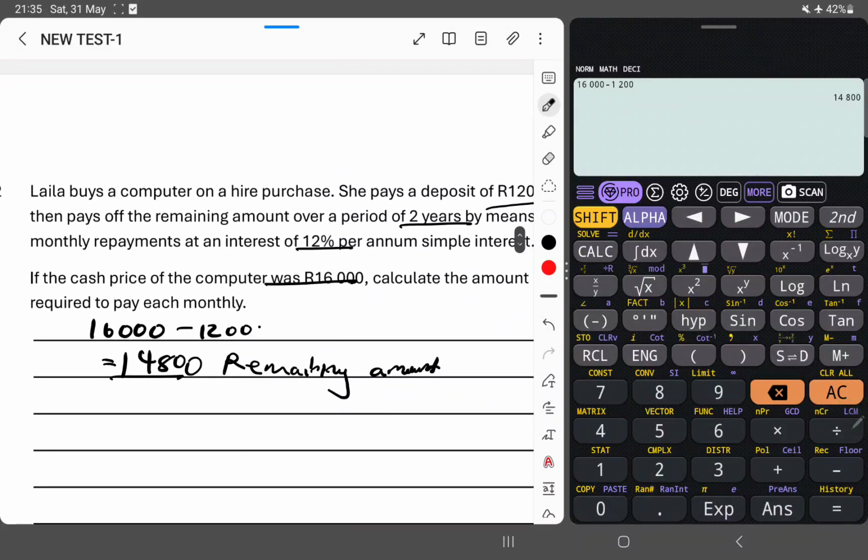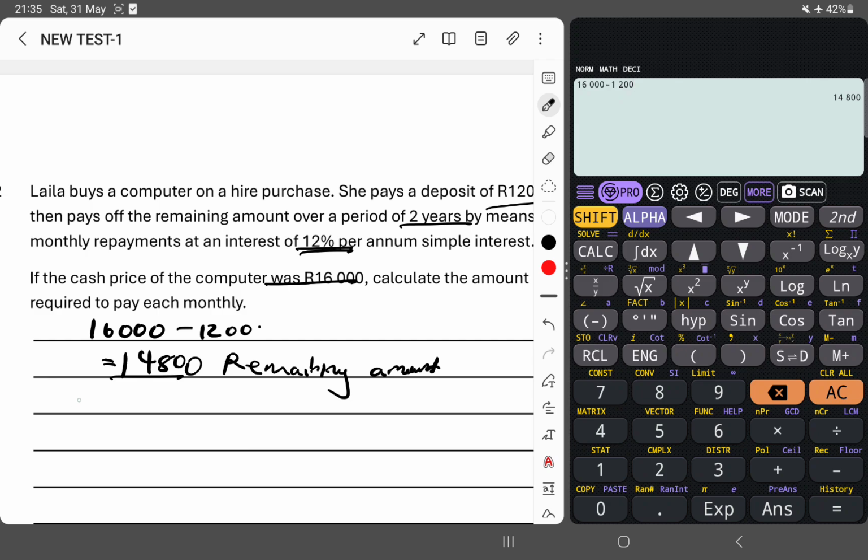But the catch is, if you are going to wait 2 years to pay an amount, that amount will not remain as 14,800. It is going to gain interest. That is why we have this particular 12% interest per annum. It means her not paying the 14,800 immediately and waiting for 2 years, this 14,800 is going to gain interest.